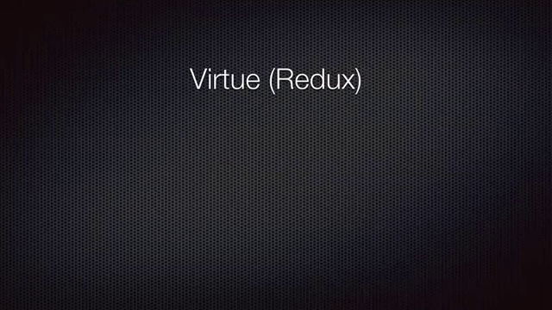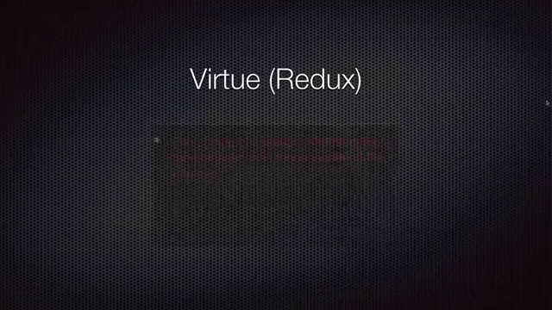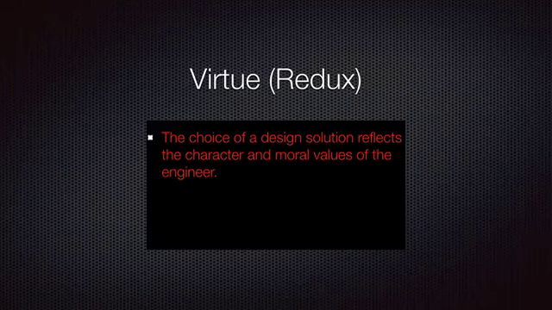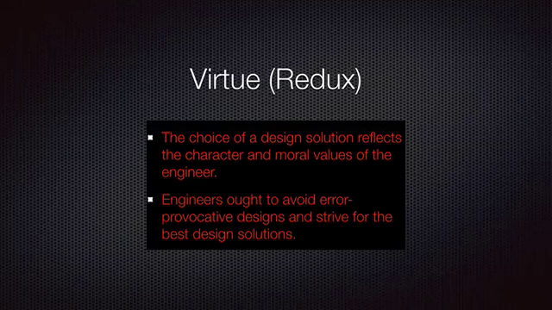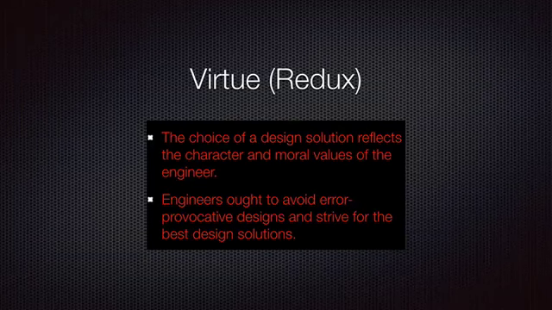So just as a sort of review, overall, the choice of a design solution reflects the character and moral values of the engineer. And engineers ought to avoid error-provocative designs and strive for the best design solutions. So we're actually offering something a little more here. We're not just saying you should have a minimally decent design or you should meet a minimal standard, but engineers ought to avoid error-provocative designs and strive for the best design solutions. And we'll talk more as we go in the course about what constitutes the best design solution and whether that's even an achievable goal, because that notion of maximizing the best design, is that even possible?